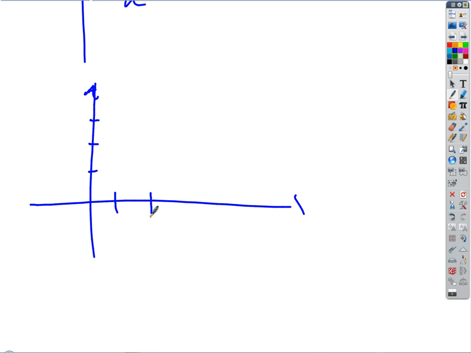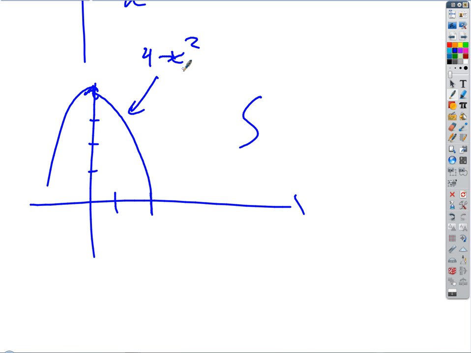Exactly. So if we wanted to add up the area under the curve y equals x squared from 0 to 2, do that for me real quick. How would we do that? Integral? Oh, actually, sorry, this function right here is 4 minus x squared.